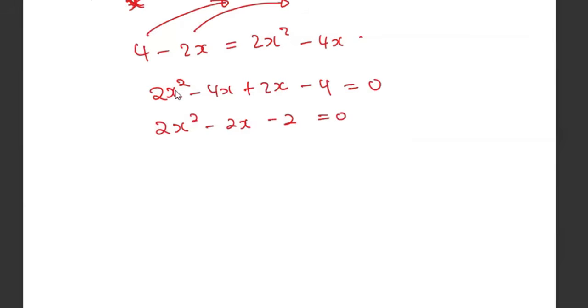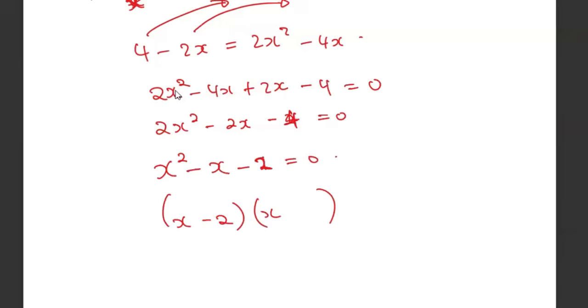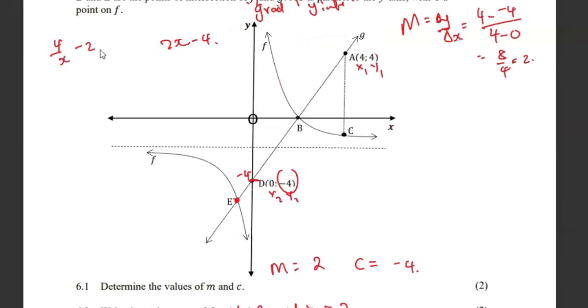Meaning we have x squared minus x minus 2 is equal to 0. Then let's factor out what is common. So (x minus 2)(x plus 1). So x is 2 or x is negative 1. Is that true? x is negative 1 or x is 2.